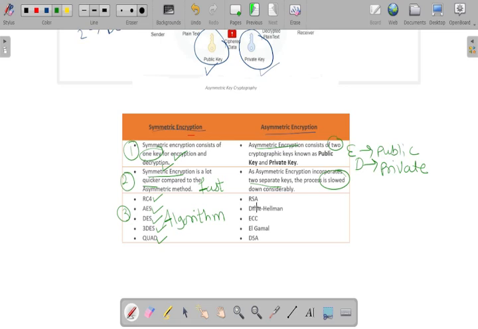In asymmetric encryption, we have RSA, Diffie-Hellman, ECC, ElGamal, and DSA algorithms. That is the difference between symmetric encryption and asymmetric encryption.